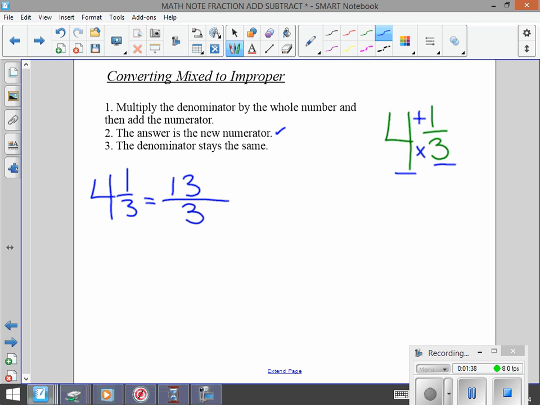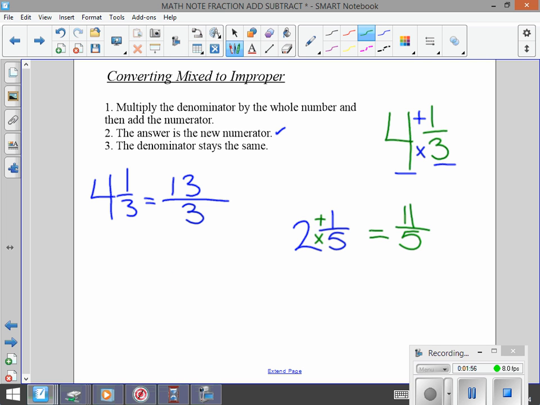So I'll do just 1 or 2 more because, like I said, we've already done it. But here is 2 and 1/5. Remember, the instructions are to multiply the denominator times the whole number, then add the numerator. 5 times 2 is 10, plus 1 is 11. The denominator stays the same.